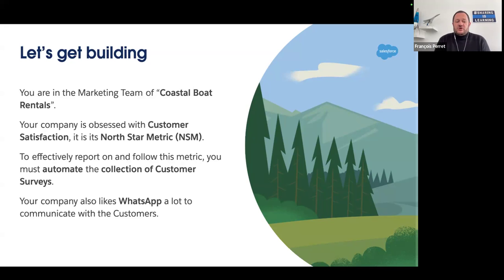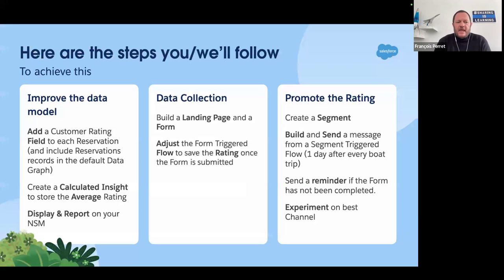Something which is also of interest: your company really likes WhatsApp as a communication channel, and this is what we are going to build on. In the previous session, we created a custom object. That custom object was mapped to a data stream object. The data stream object was associated with the data lake object, which was mapped to a new object we created. But there is something lacking in all this. It is the rating.